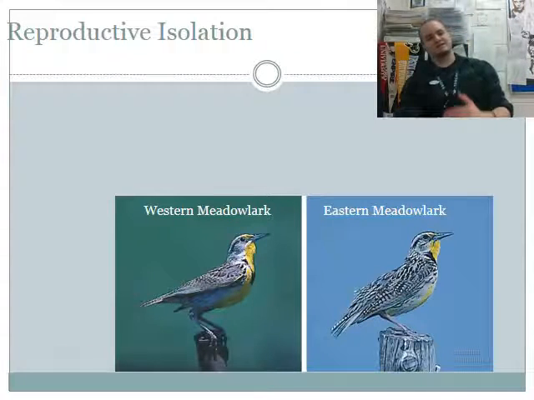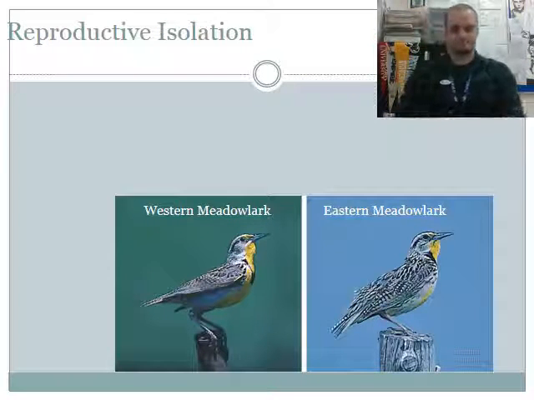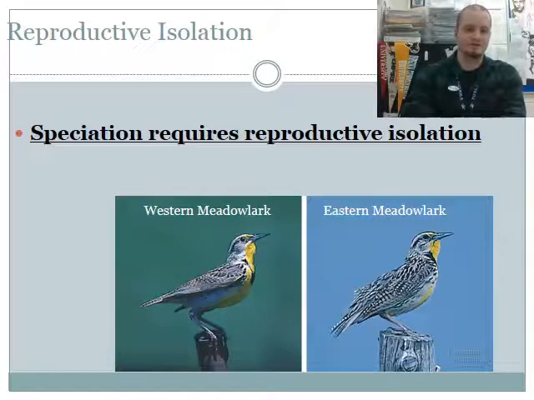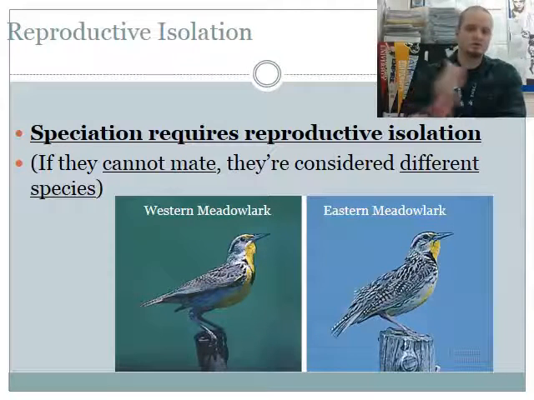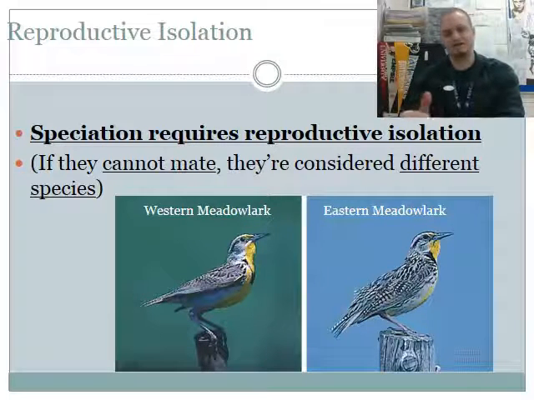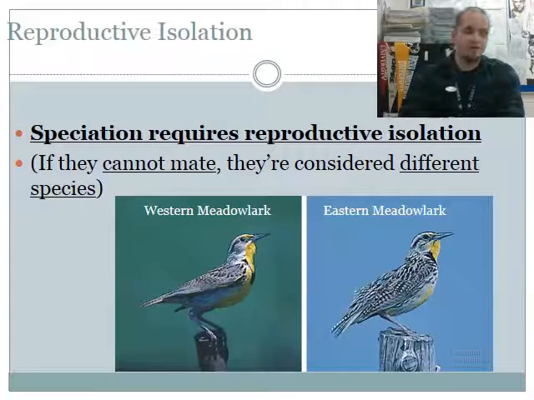So first, let's talk about isolation, specifically reproductive isolation. So speciation, we know, requires reproductive isolation. So if the two cannot mate, they are considered different species, right? So cannot mate, or can mate and not produce viable offspring, two different species.